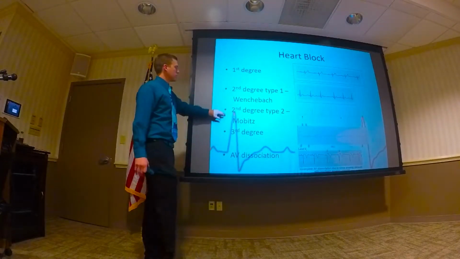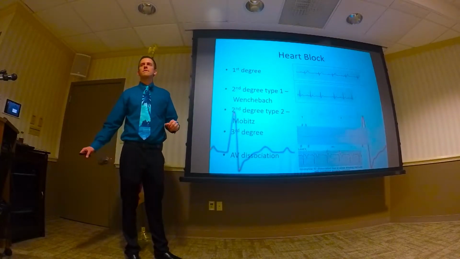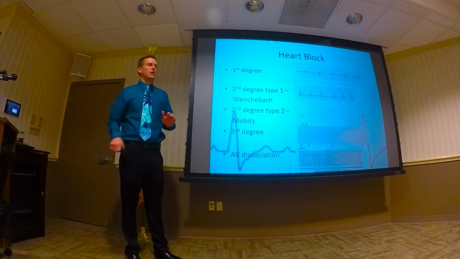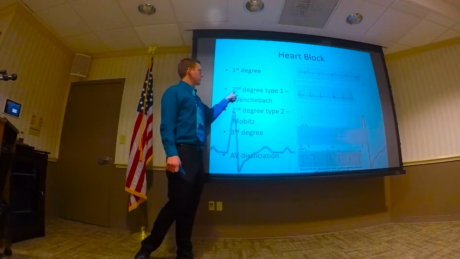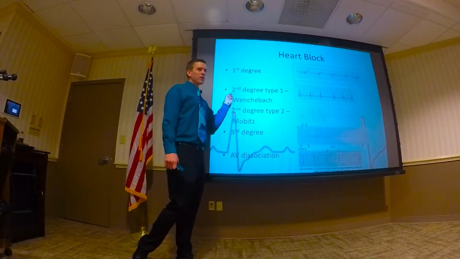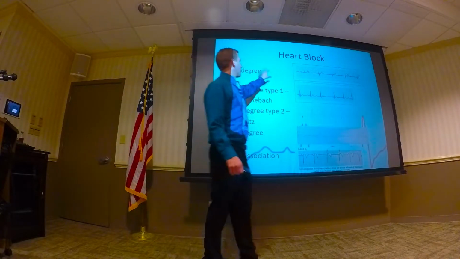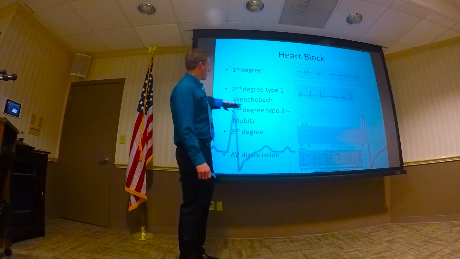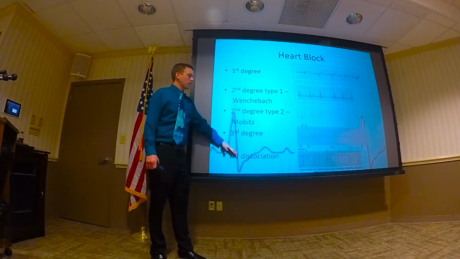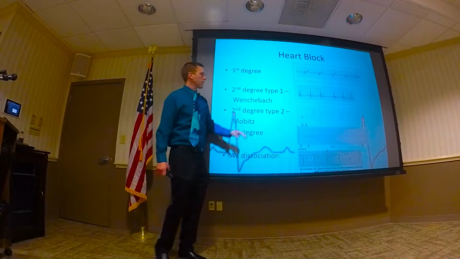So why is it important to separate a second degree type 1 and a second degree type 2? Anybody know? Pacemaker. So this will not get you a pacemaker, and this will get you a pacemaker. This could get you a pacemaker if you're symptomatic, but generally speaking, it won't. And this will also not get you a pacemaker. So basically, draw a line through here. Anything down here is pacemaker, anything, well, I shouldn't say anything. These two are pacemaker, these two are not, okay?